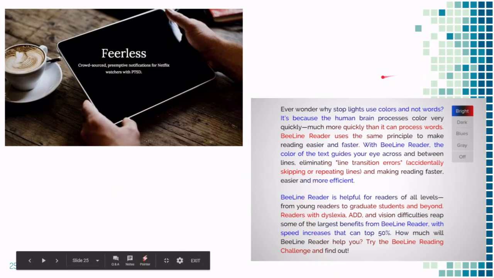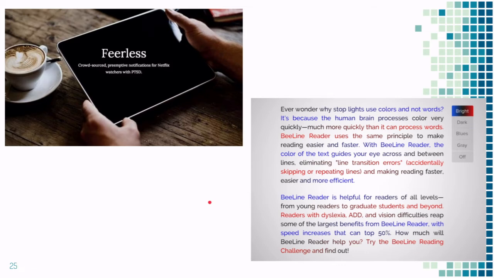Over here is something called Beeline Reader, and it makes it harder for people to skip lines when they're reading and get confused. This is good for people with focus issues as well as dyslexia. So people with ADHD, people with dissociative disorders, severe depression, anxiety, this whole laundry list of things. And it makes it faster and easier to read large blocks of text. It's also free.